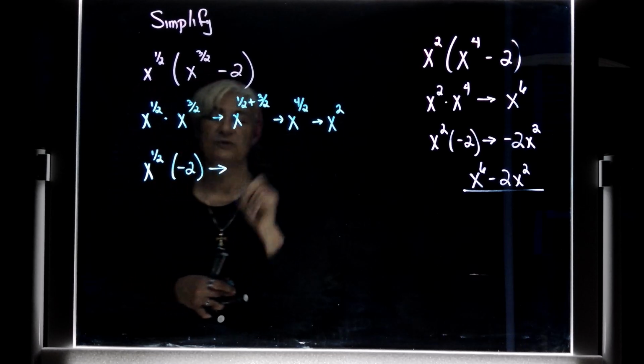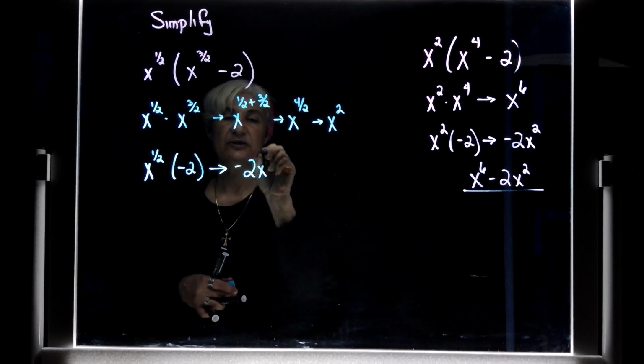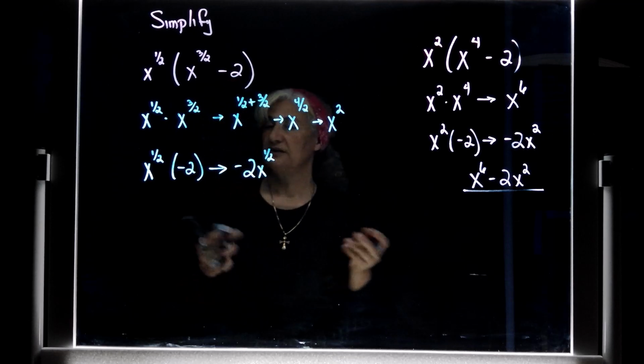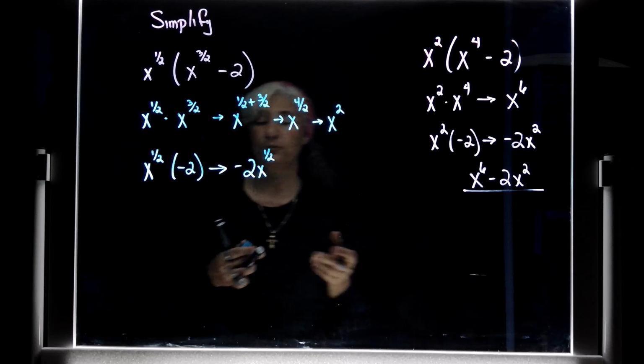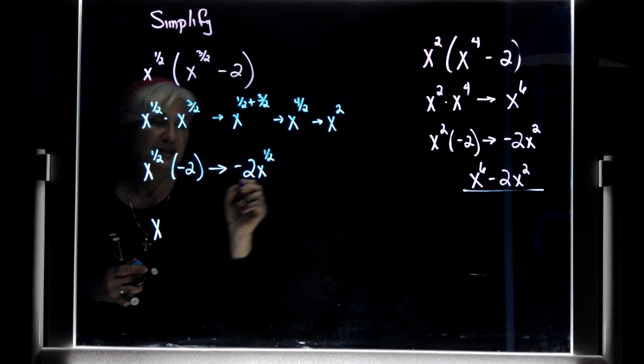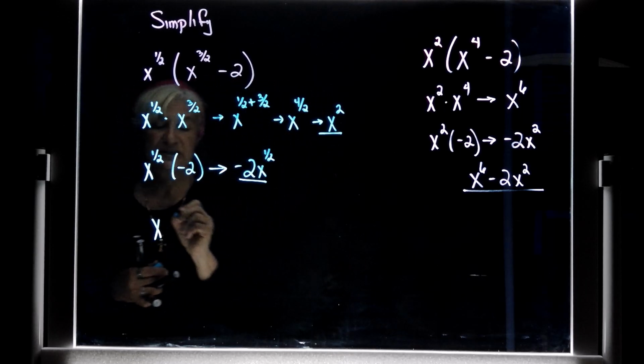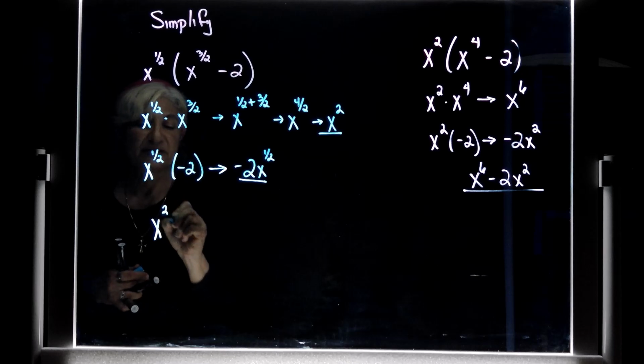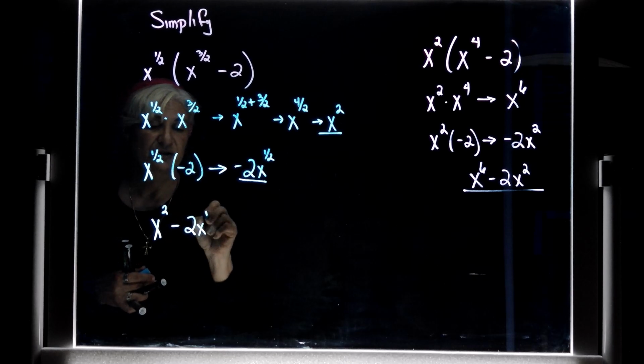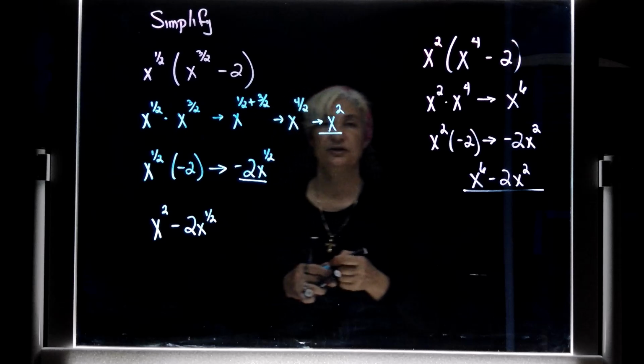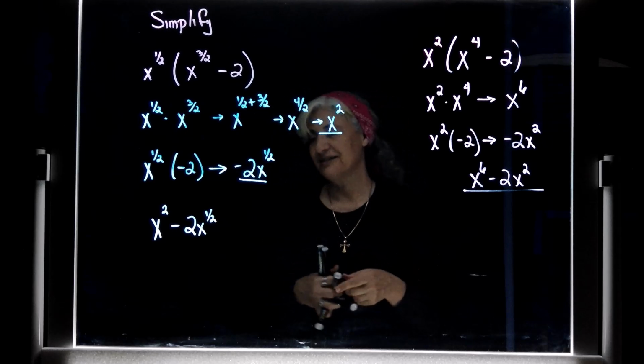This one, negative 2x to the 1/2. Can I simplify? Nope. So writing these two results in descending order, you would have x squared minus 2x to the 1/2 power. Cool? Excellent.